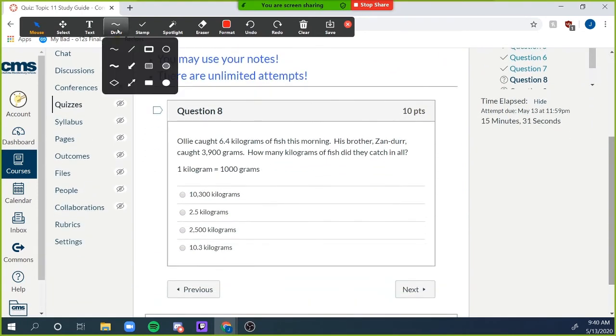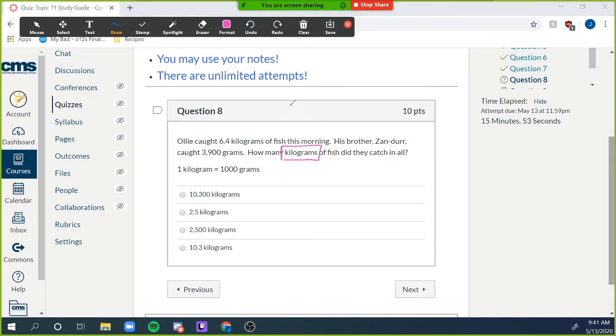Ollie caught 6.4 kilograms of fish this morning. His brother Xander caught 3,900 grams. How many kilograms of fish did they catch in all? So let's go ahead and change the color now. We have 6.4 kilograms from Ollie, and then his brother caught 3,900 grams. And they want the answer in kilograms. Luckily for us, Ollie's is already in kilograms, but Xander's isn't. So we need to change 3,900 grams to kilograms.